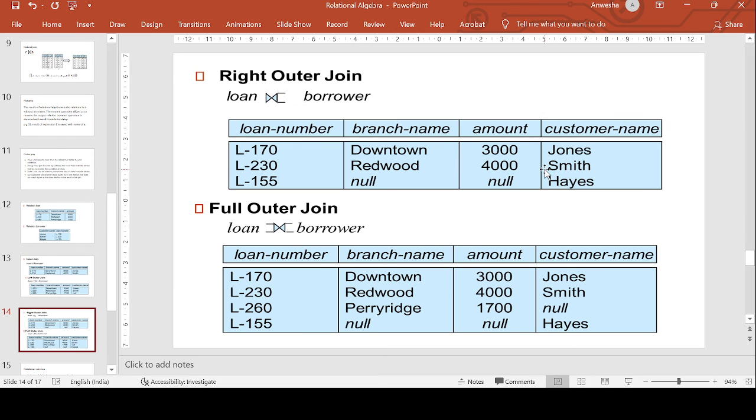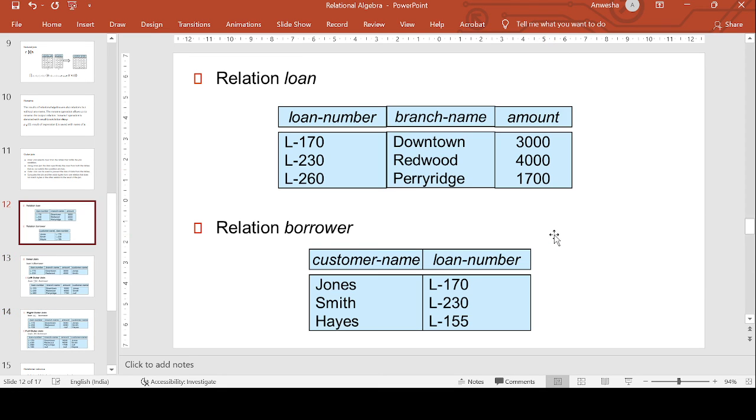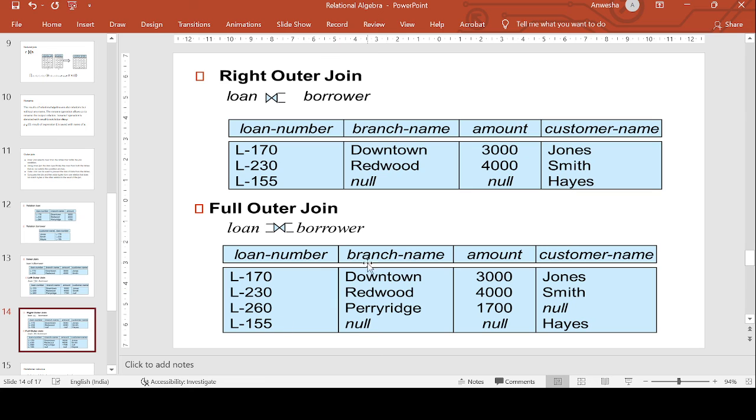Now full outer join: you will consider all the tuples from both relations. Again L170 and L230, Downtown, 3000, Jones, Redwood, 4000, Smith will be there. Next L260, Perryridge, 1700, null. Then L155, no branch name, no amount, null, and the customer name. So all the tuples from both the relations will be there, and here you are getting these two extra tuples. In one case you are getting null in customer name, and in the other case you are getting null in branch name and amount.